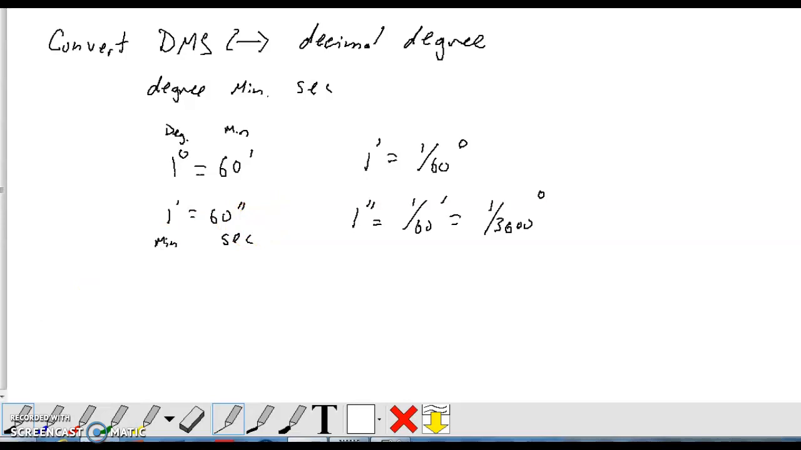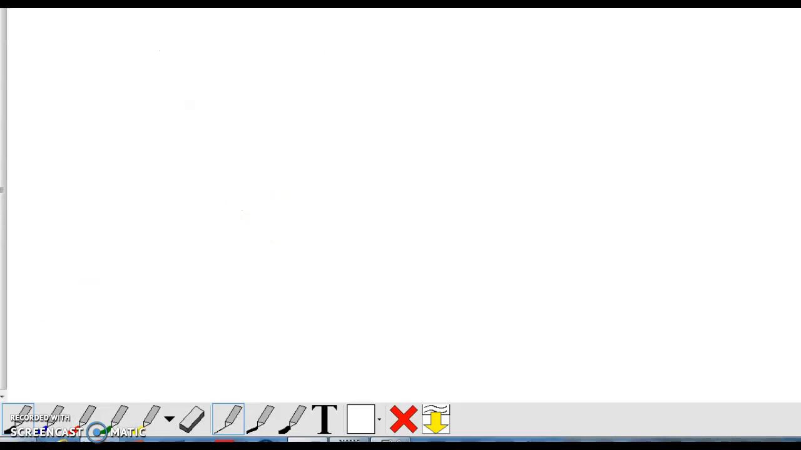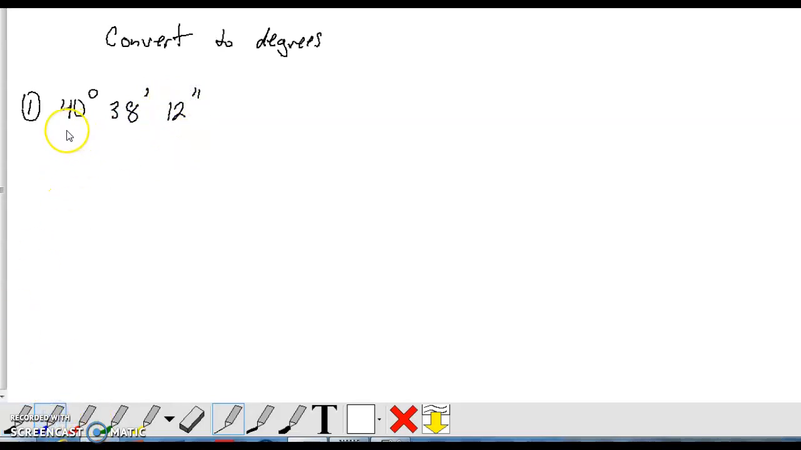Okay, so the first thing we want to do is convert to degrees. So if I have 40 degrees and 38 minutes and 12 seconds, I want to focus on the 40, so 40 will stay alone. Then I'm going to take the 38 minutes, and that would be 38 over 60, right? 60 over 60 would give us 1 whole degree. And then I'm going to take my 12, and I'm going to divide it by 3,600, right?